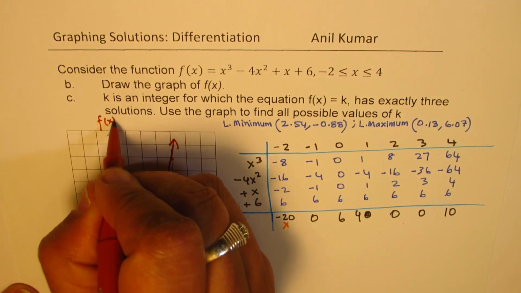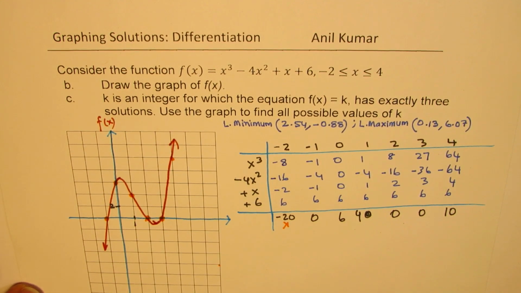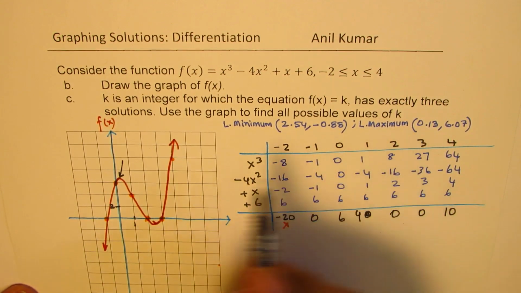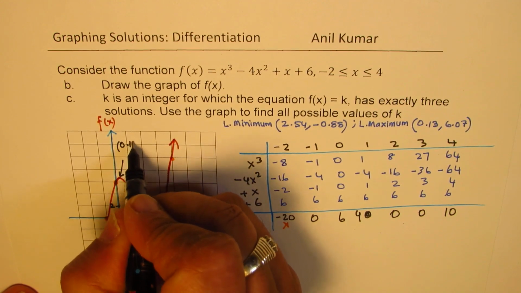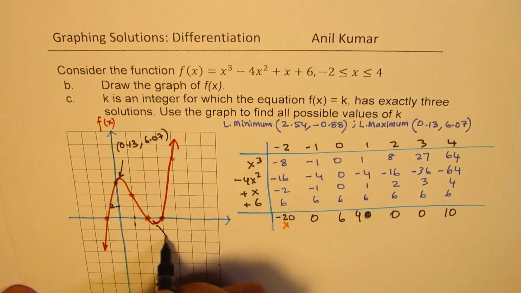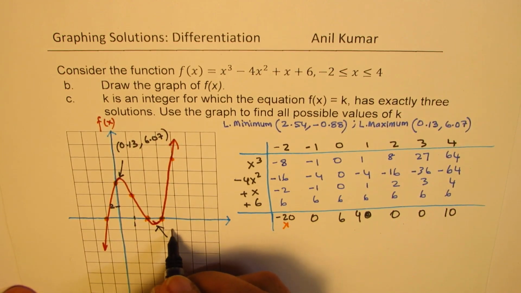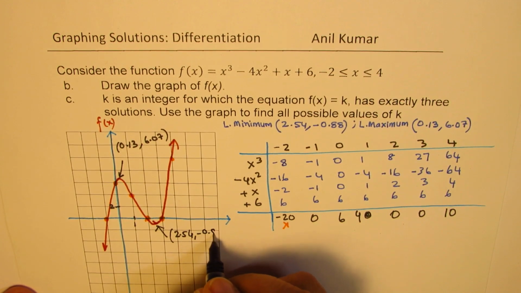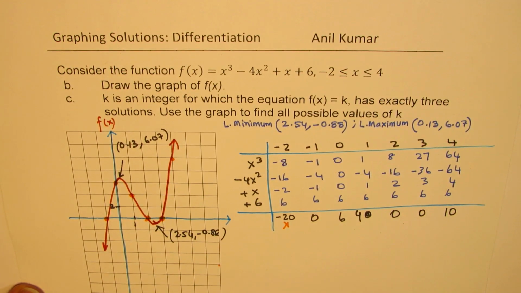Is that clear to you? The coordinates of this point, our local maximum, are 0.13, 6.07, and the coordinates of the local minimum are at 2.54, minus 0.88. Is that clear to you? Okay, so that is our graph.